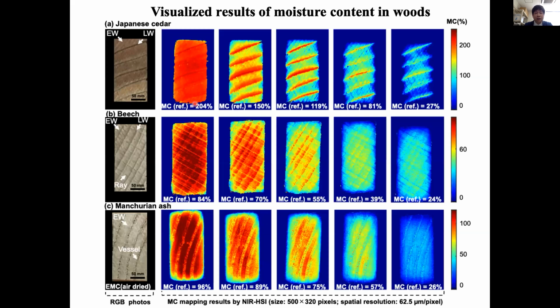Then the 3 calibration models were repeated to multiply the NIR spectrum contained at each pixel position of the hyperspectral imaging data for the mapping purpose of moisture content. In this slide, from top to the bottom shows the 3 different samples, and from left to right shows the change in their moisture content during the drying process. The reference values are shown in white color.